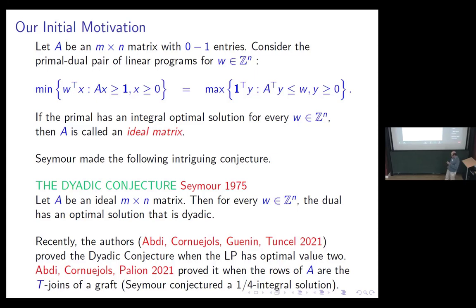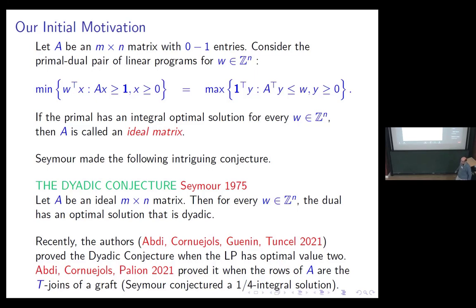Okay, and Seymour, of course, made other famous conjectures about this. There is this quarter-integral conjecture that he has, which is of course a stronger statement of this conjecture when the matrix A is the T-joins of the graph. Yeah. So coming back to that, this means that the optimum value is 1, and the conjecture is also true.